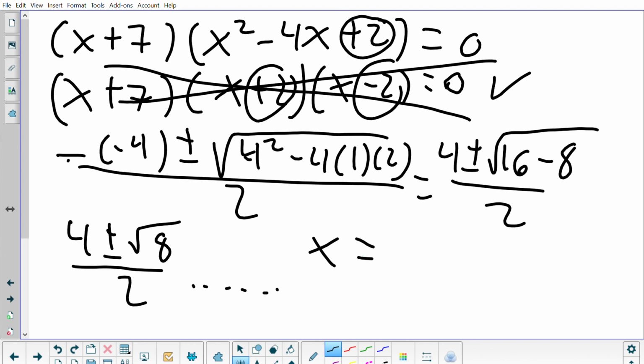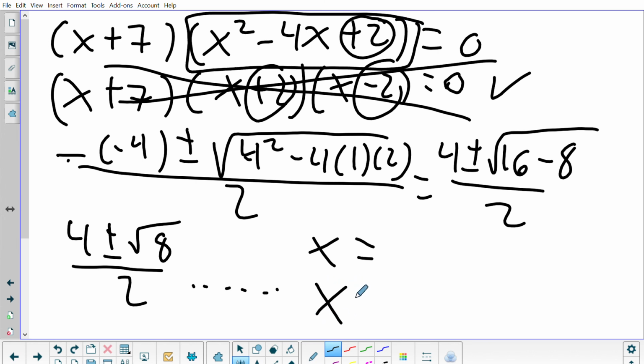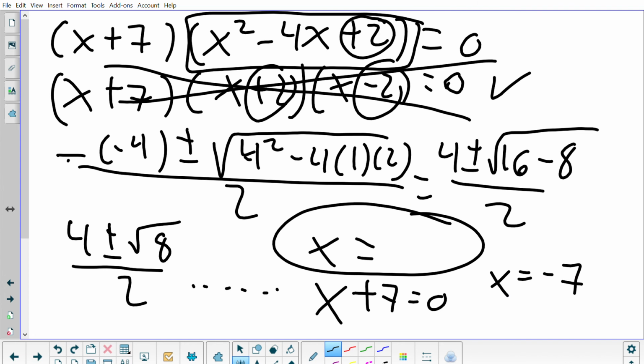Okay? But remember that these are just the answers for this section. So to find the third number, we do x plus 7 is equal to 0. So x equals negative 7 and the two numbers that we found from this square root.